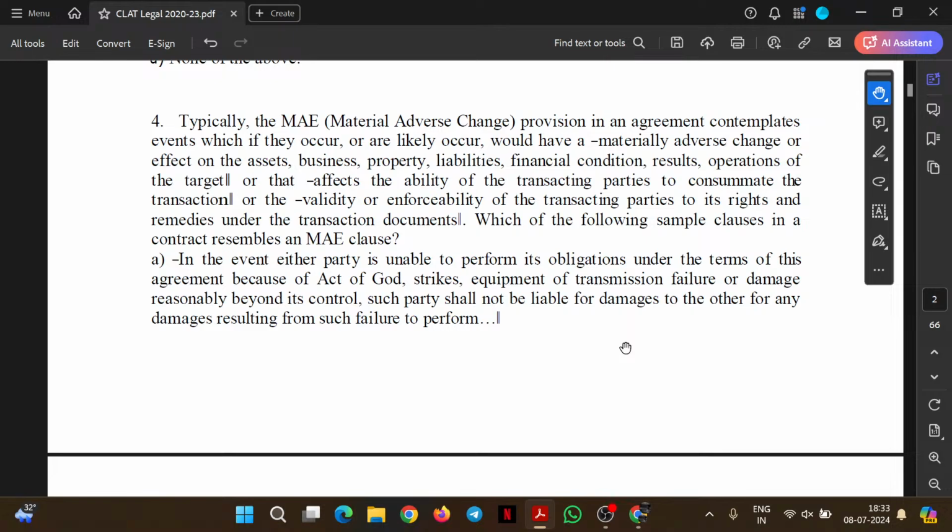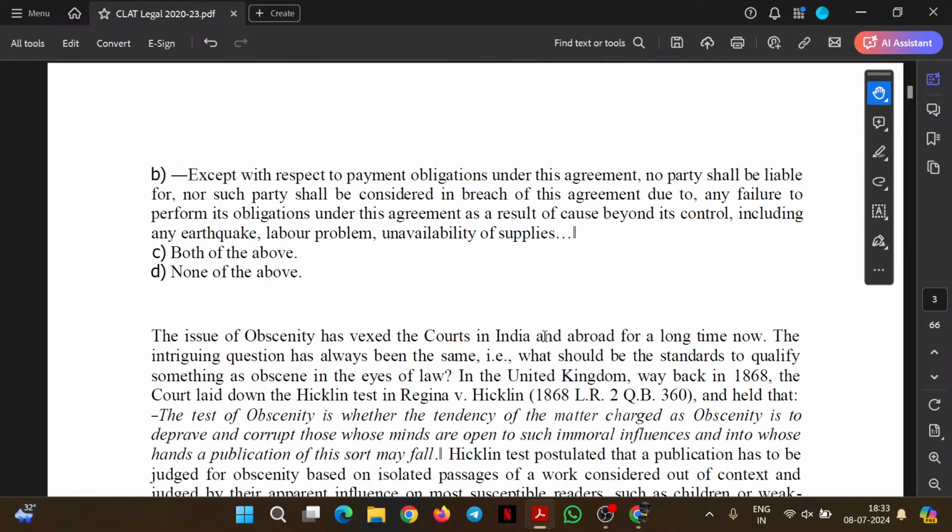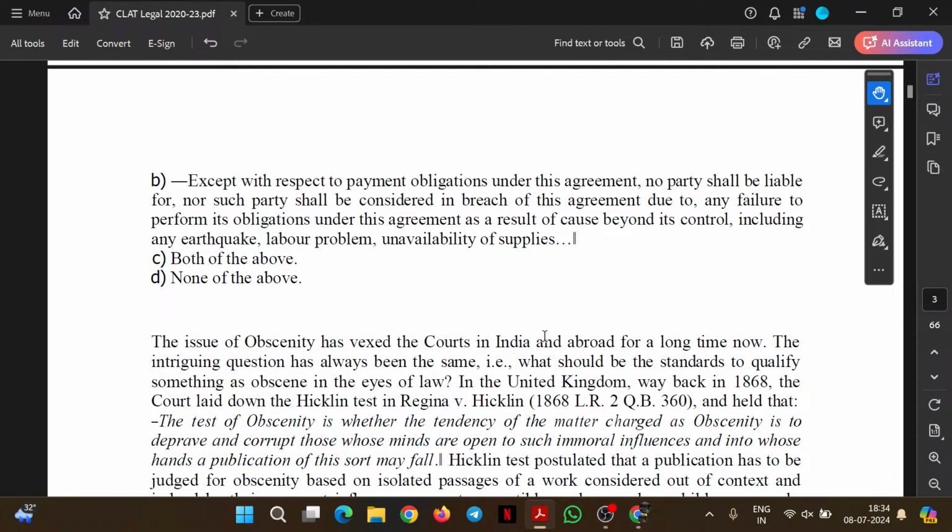Now, basically, an MAE clause in an agreement contemplates events that, if they occur, will or are likely to cause a materially adverse change or effect on assets, businesses, property, liability, financial conditions, resulting in operation of the target. But here if we see, act of God fits, equipment or transmission failure is also fine, but strikes would not be a part of MAE or any force majeure clause because of it being a very normal or predictable thing. Because here we are talking about unpredictable things that would lead to such situations of non-performance.